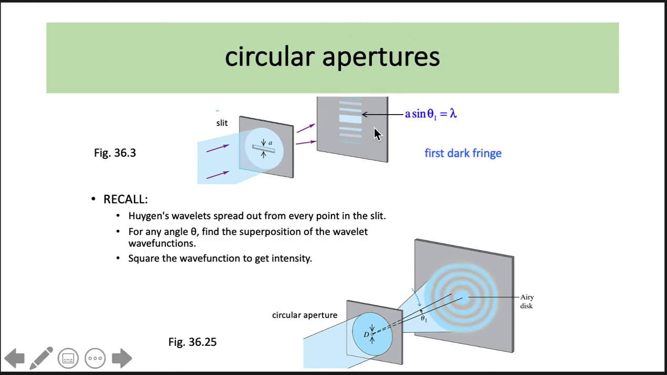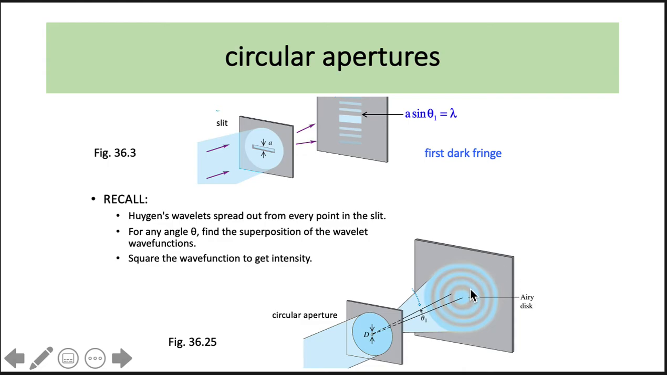In this case, with the slits, it took some effort to get the intensity as a function of angle. But then we were able to find that the minima in the diffraction pattern occur when a sine theta equals a multiple of lambda. The first minimum is a sine theta equals lambda, so I'm calling it theta 1. So a sine theta 1 equals 1 lambda. This tells us at what angle theta 1 the first minimum will occur if the slit width is a and the wavelength is lambda. You can play a similar game with the circular aperture.